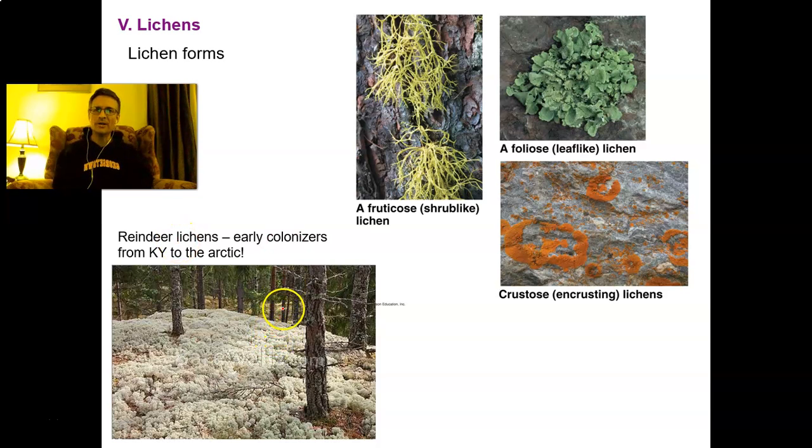If you've had a chance to go hiking in Kentucky and get on top of ridges, such as mountain ridges in the Cumberlands, or maybe some of these sandstone plateaus or ridges in the Cumberland Plateau, sometimes you can come across a little area that looks like this. It sort of looks whitish, almost looks like it's snowing in the middle of the summer. And these are reindeer lichens.